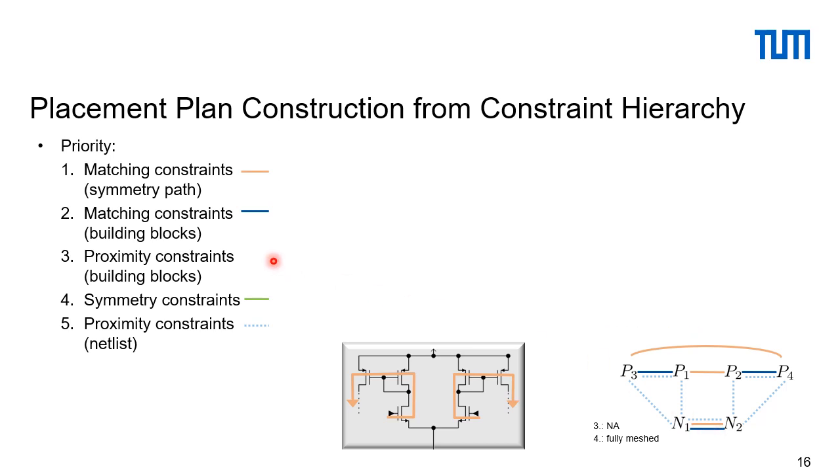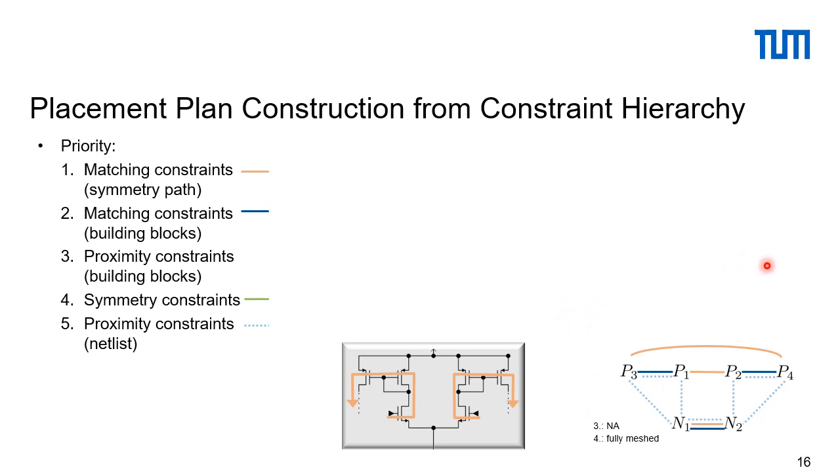And the differential pair should match, so we have the blue line here. Proximity constraints, we don't draw them here because they are general ones which don't apply here. But we have symmetry constraints from the structures, and this tells us that this is fully meshed, right? So we don't draw it. And then we have proximity constraints which simply come from the netlist, so it's which transistor is connected by a signal with which one. We just drop VDD and ground.